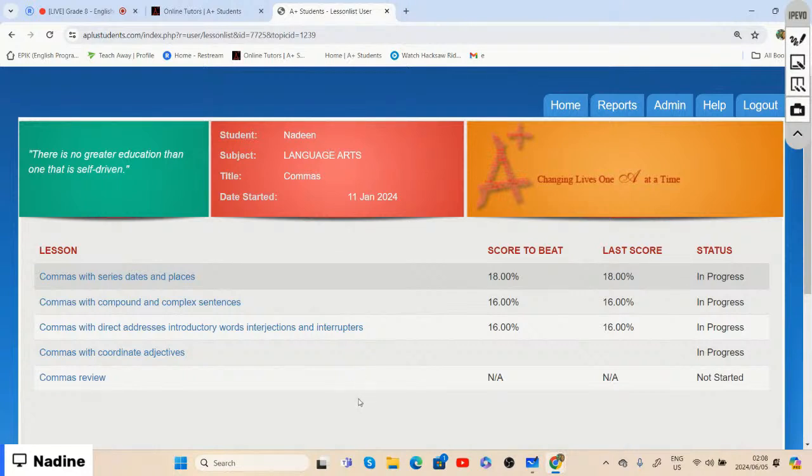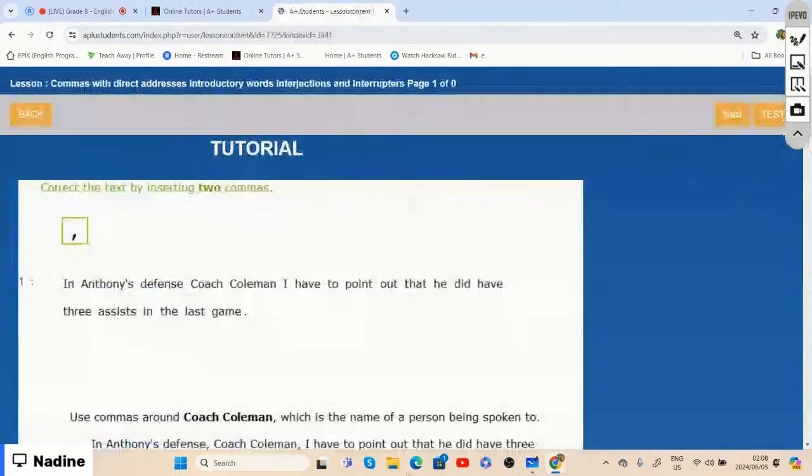Today, we are going to be doing commas with direct addresses, introductory words, interjections, and interrupters, as well as commas with adjectives.